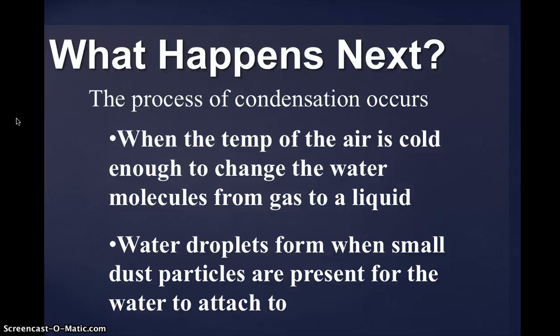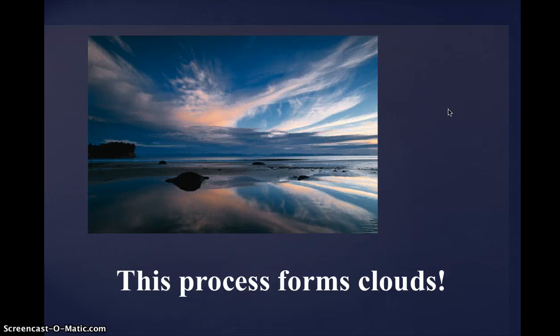Okay, so once the water vapor rises into the atmosphere, what happens next? Well, a process of condensation occurs. When the temperature of the air is cold enough, the water will change from a gas to a liquid. So as you get higher in the atmosphere, the temperature cools and the molecules condense to become a liquid. They don't actually form water droplets, however, until they find a dust particle to attach onto. So here we have a picture of clouds, and clouds are actually billions and billions of water droplets.